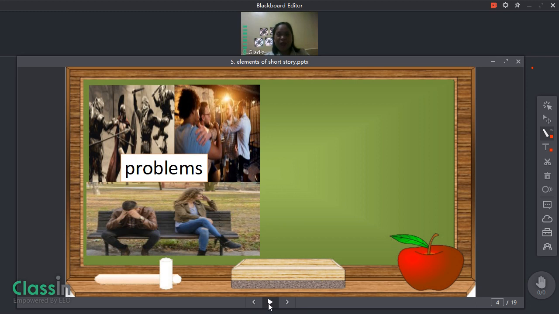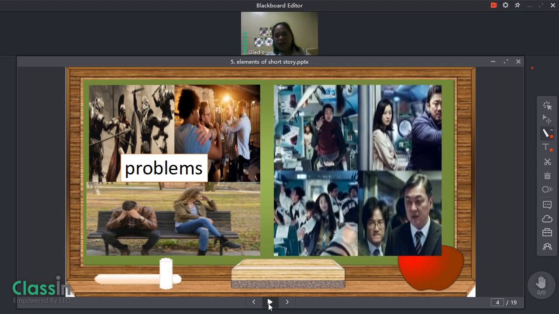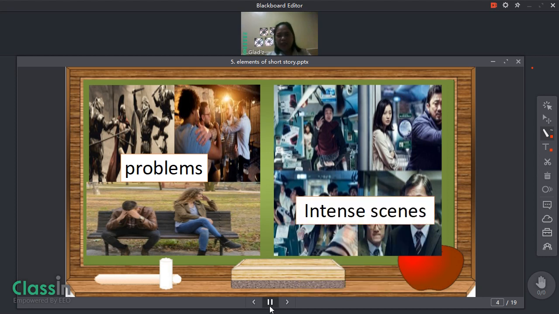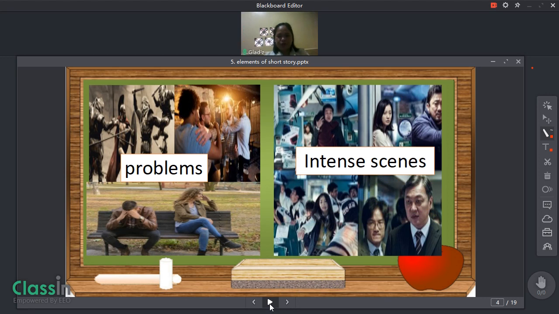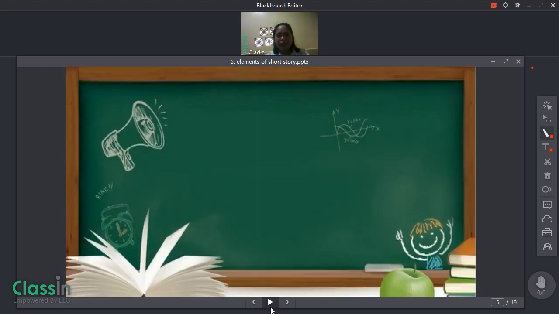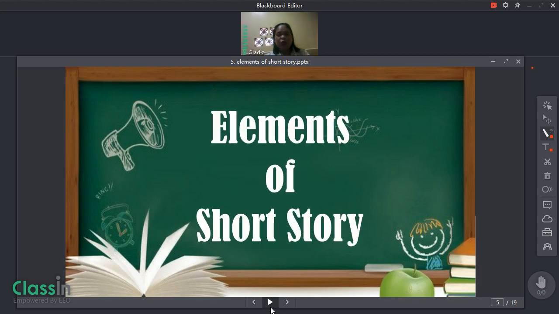Next, we have this one. Okay, so these are the problems that arise in the story. And then these, what do you think these pictures are? So they are running, no? Okay. So yes, this is the intense scenes in the story. Based on the pictures I showed you, class, what can you say about those pictures? They are examples of what? Yes, they are examples of the elements of short story.